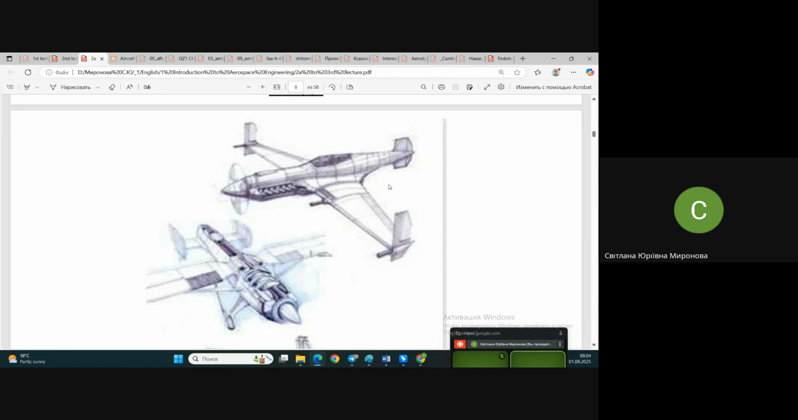How is it called? Engage, yes. Air engage, like this.